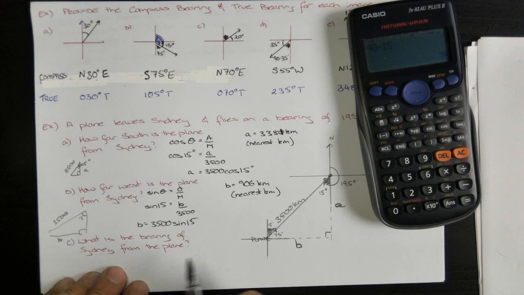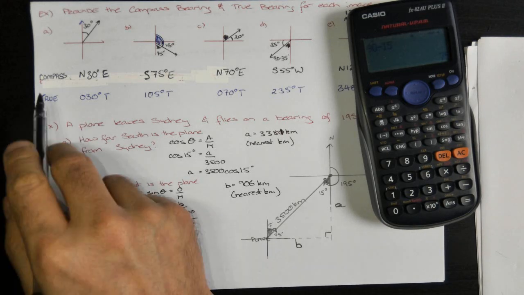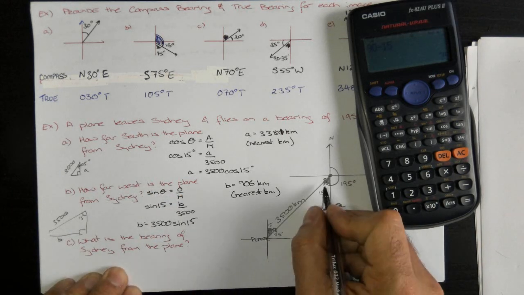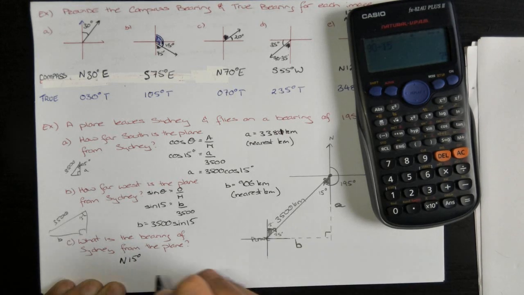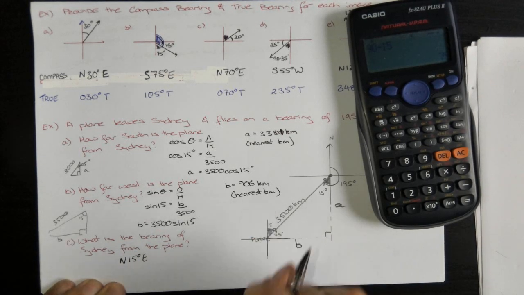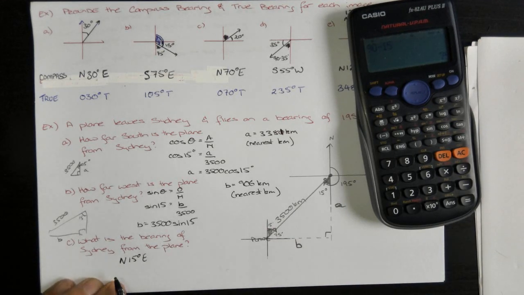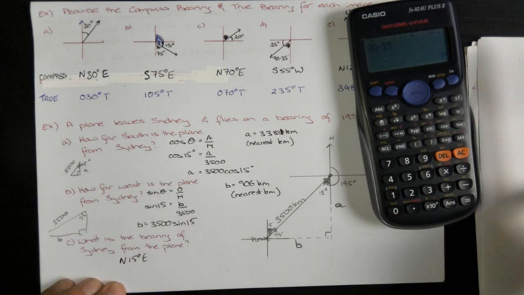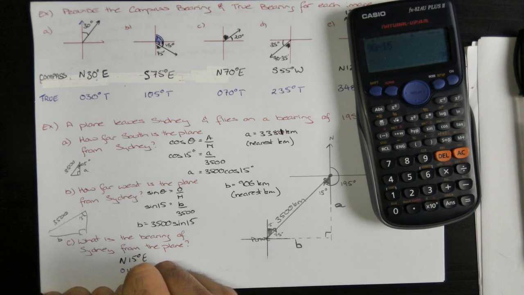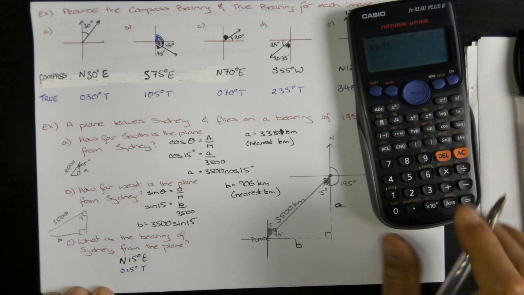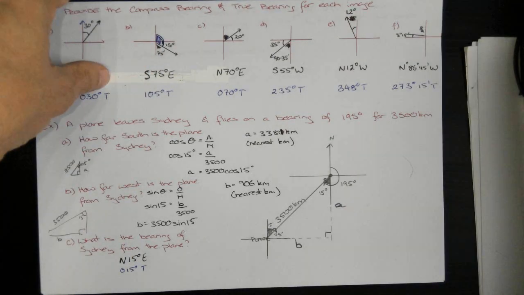So technically, if I'm going to use compass bearings, Sydney is north, and it's 15 degrees, and it's to the east of the plane. But if I was to do true bearings, so do that in blue, it is technically 15 degrees true.